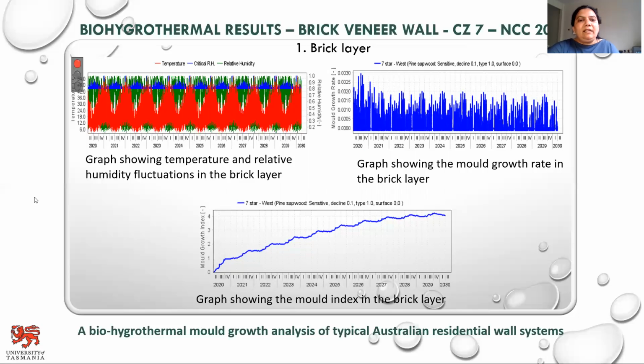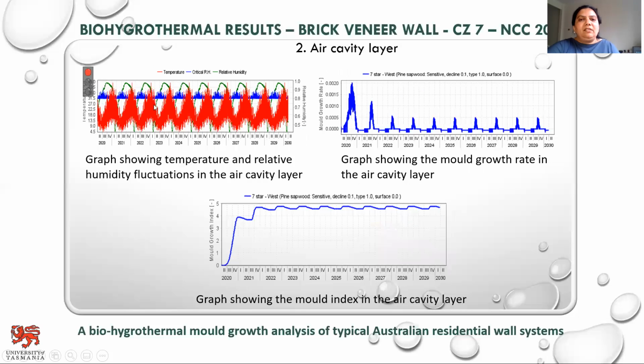This red line shows the temperature fluctuation within this wall system for the duration of 10 years. Then the green line shows the relative humidity fluctuation, which is again 20% to 90%. This graph shows the continual mold growth within this layer, and the graph below shows the mold index of 4 to 4.5 within this layer.